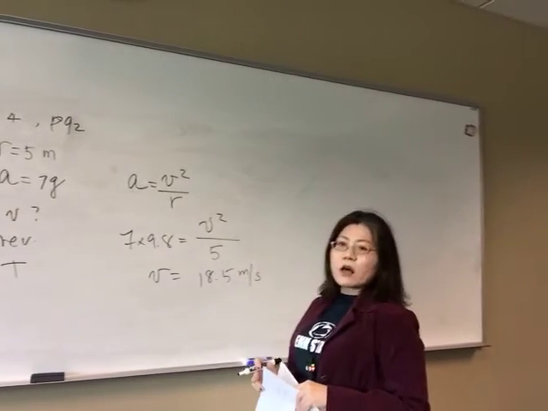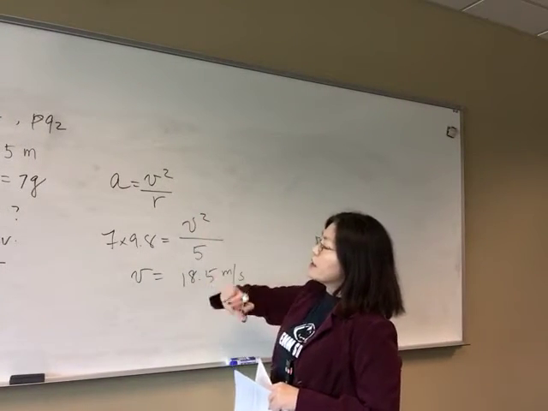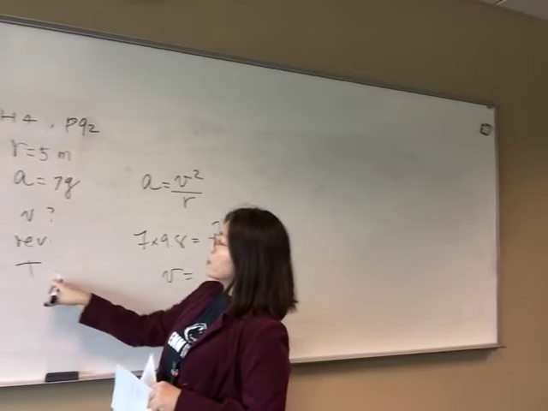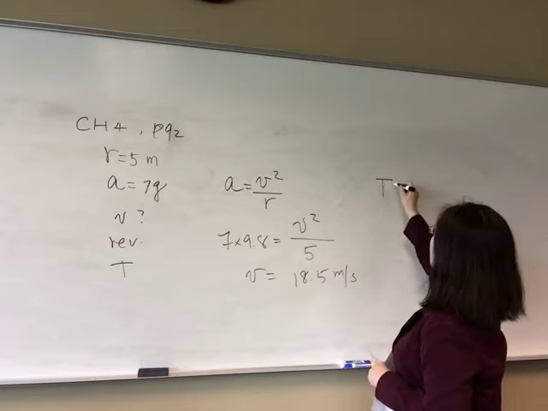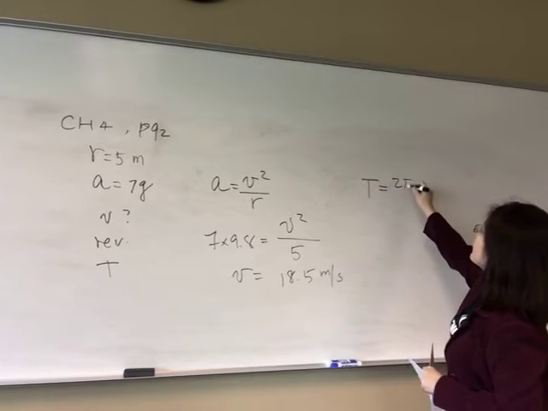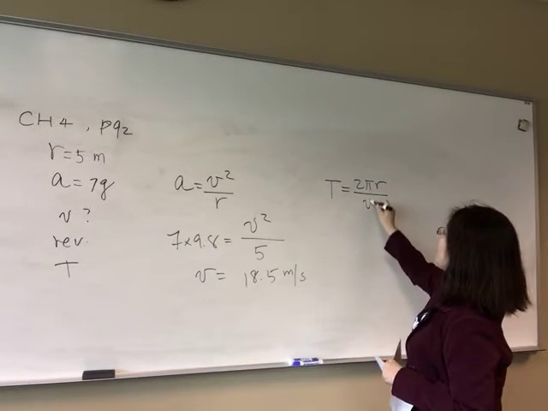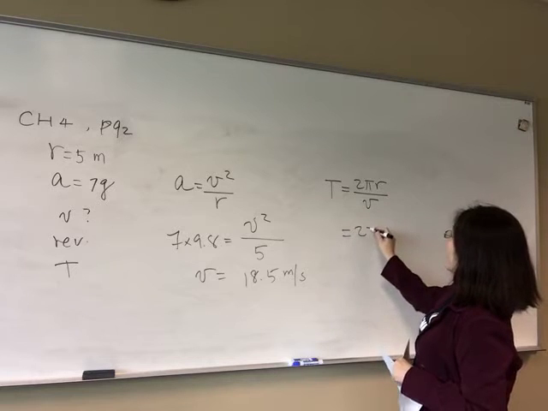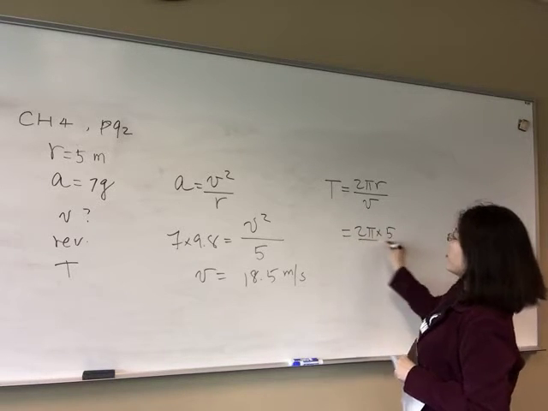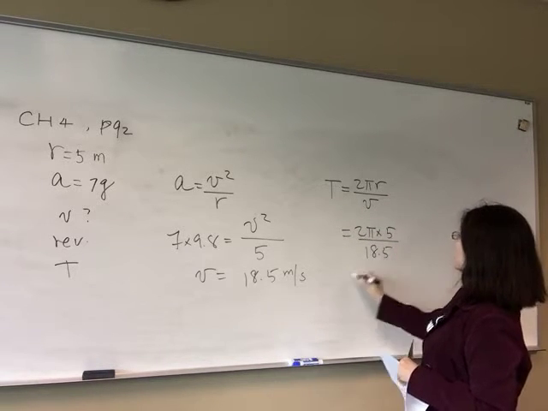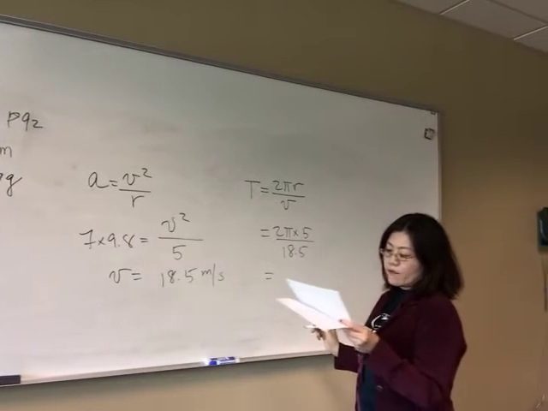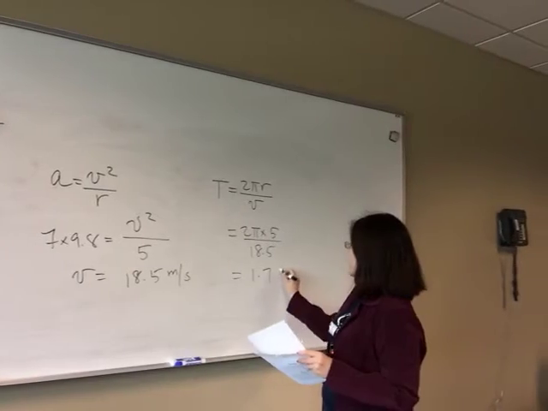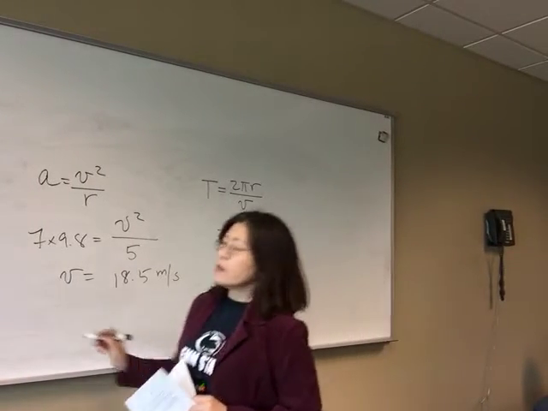So once you have your velocity, you have your radius. We can calculate our period because it's actually easier to do. So let's do that first. So period is equal to 2 pi r, the circumference, over the velocity. So you have your 2 pi, and then you have your r, and then you have your velocity. So you can calculate your T value. The period is 1.7 seconds. And then you also find the revolution.